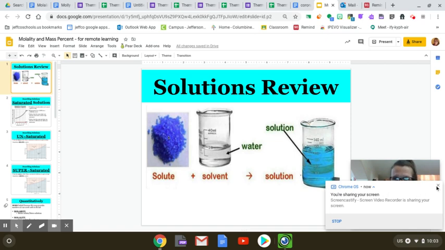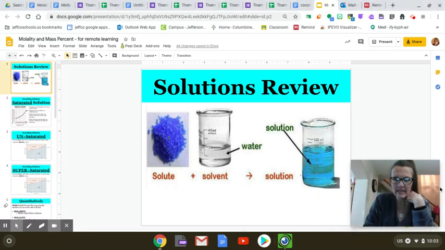Hi, I am back again today to talk to you about a couple more ways that we can describe solutions qualitatively. Quantitatively. What I want to do really quick is review a little bit what we talked about last time with solutions, and then get into discussing the other two ways that we can measure solutions.